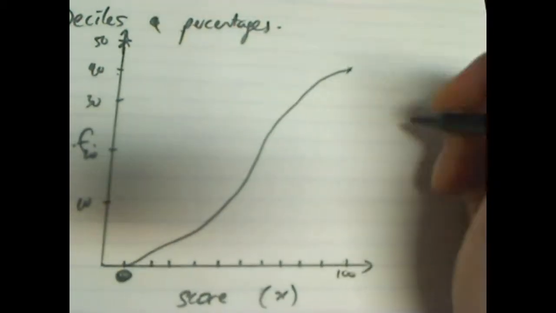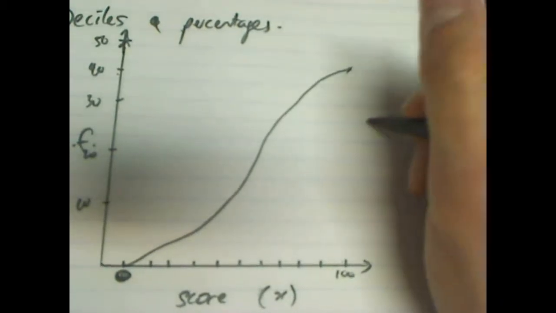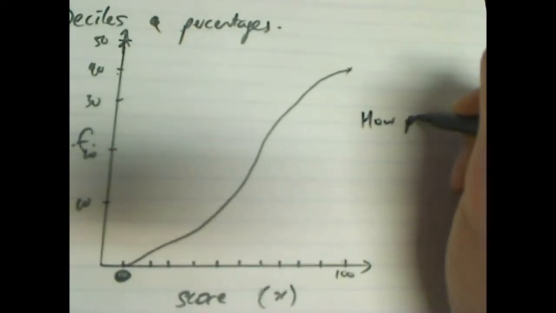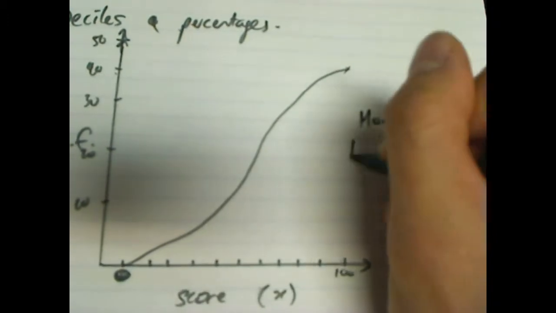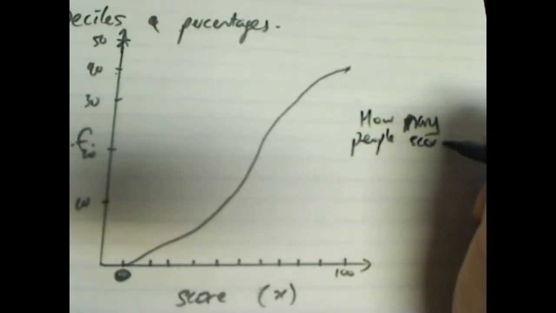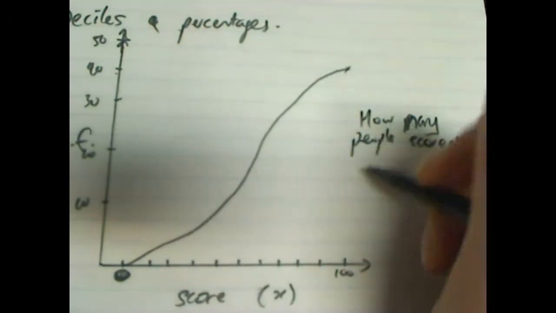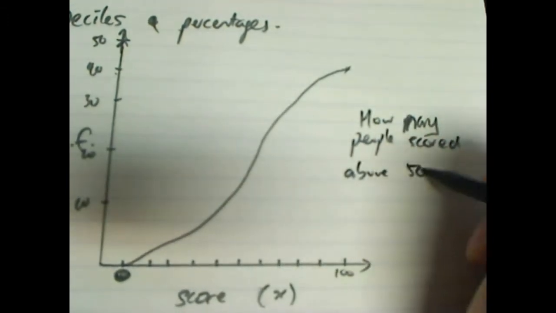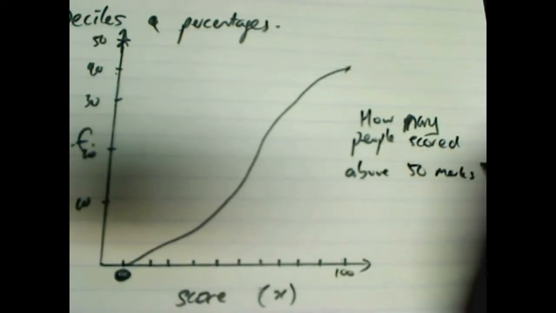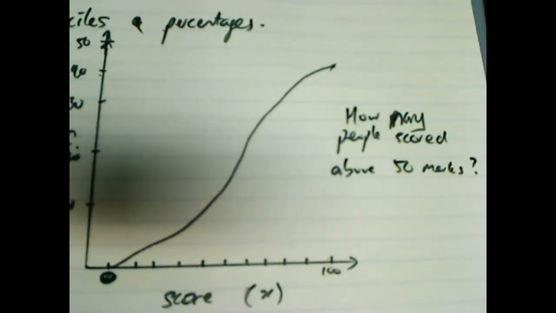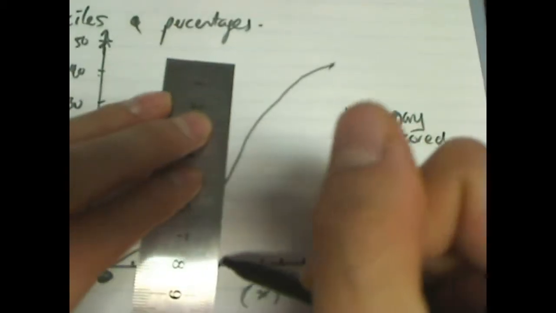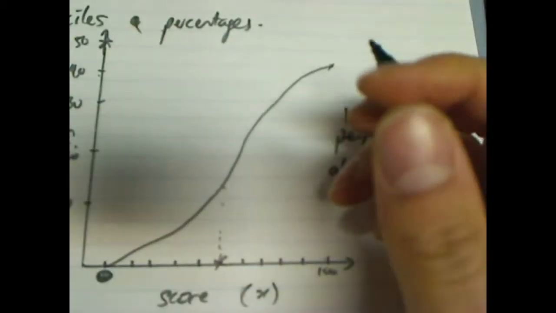So if someone asks how many people scored above 50 marks, how would you determine that by looking at the graph? You line it. So where's 50 marks on the bottom? 10, 20, 30, 40, 50. Halfway line, okay? So from here we go up and we go to the left.